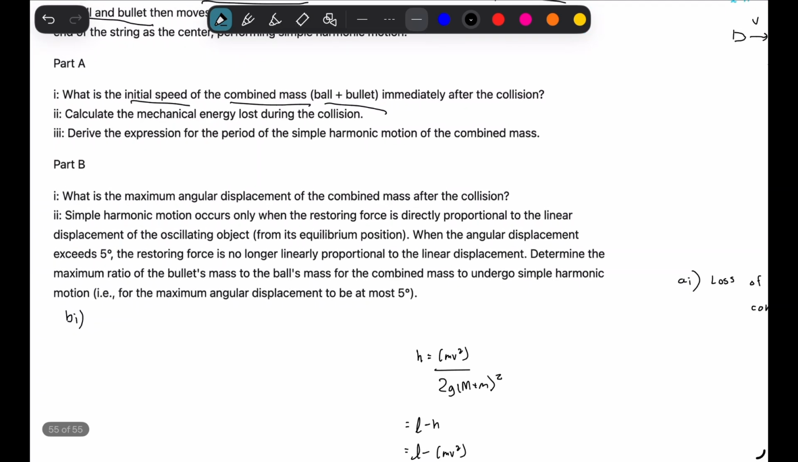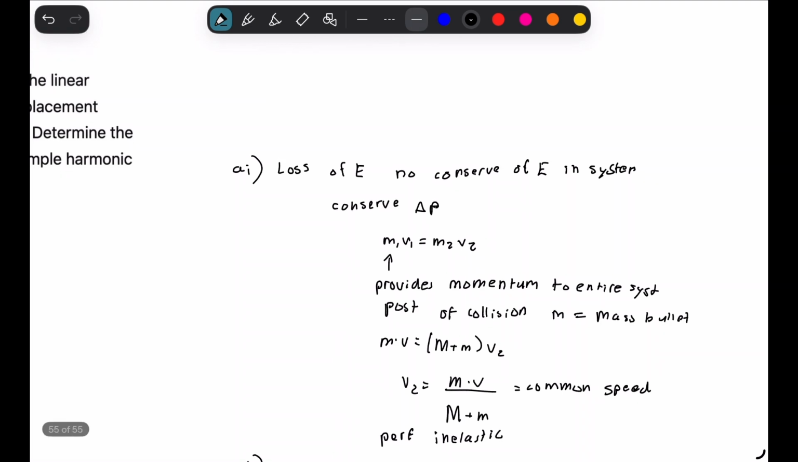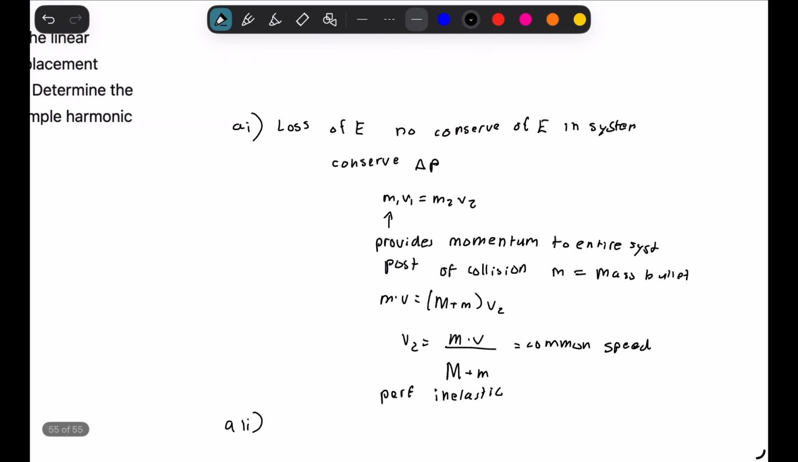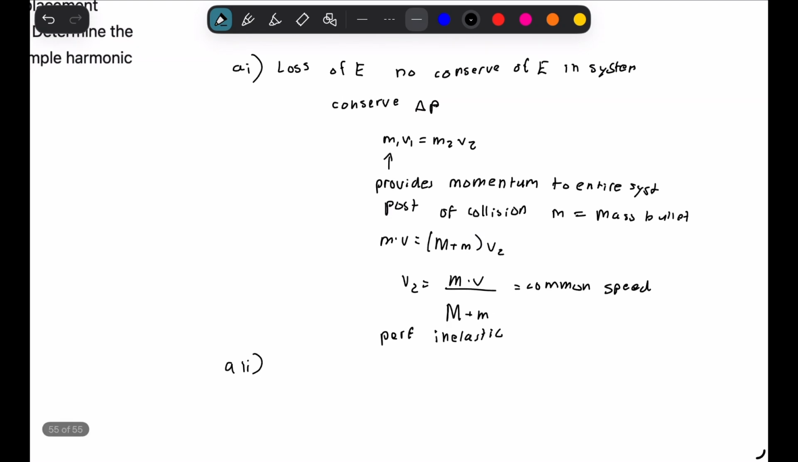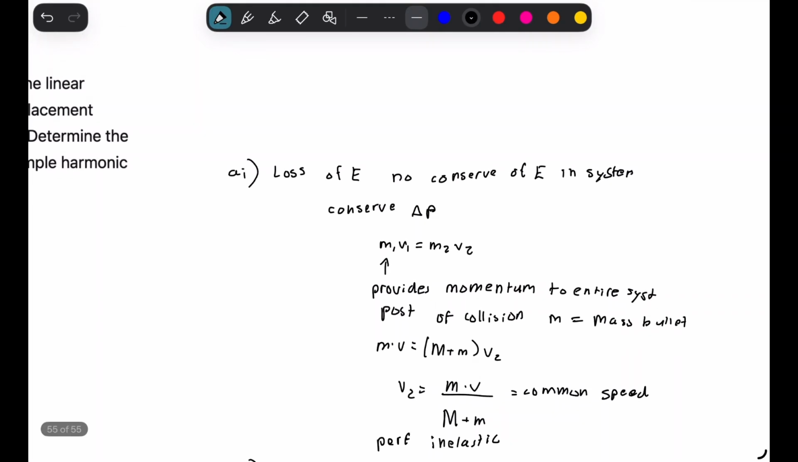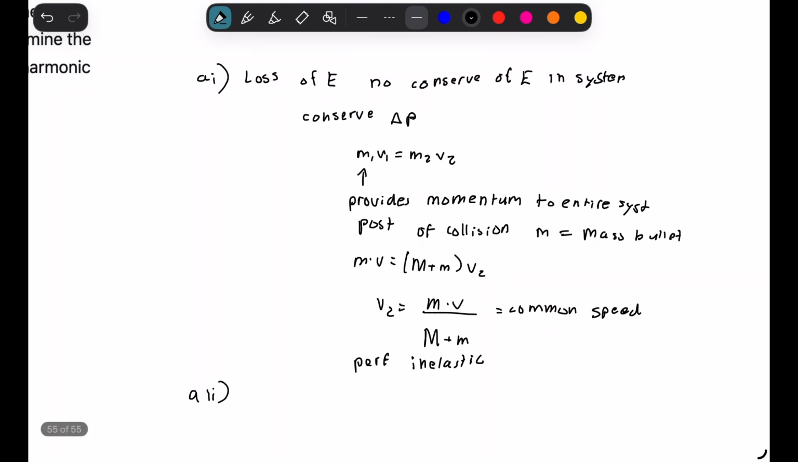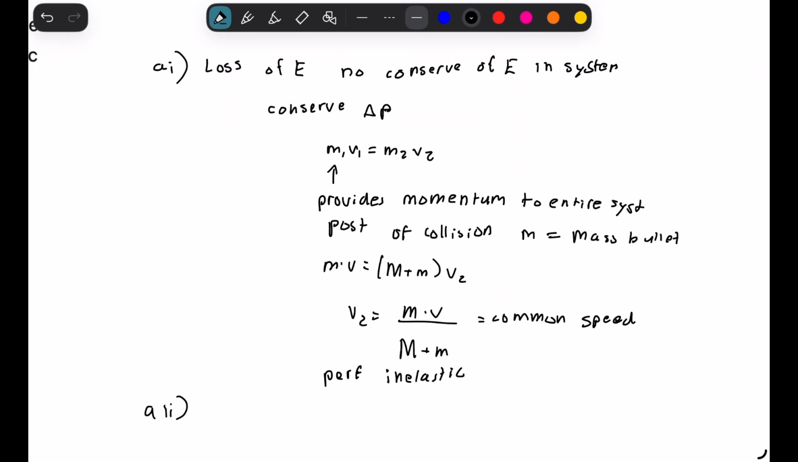So in order to do part A, we have to remember that in this scenario we are going to have a loss of energy, so we cannot use conservation of energy in our system. That's because we have a perfectly inelastic collision. Because our collision time is going to be negligible, the external impulse exerted in the collision is going to be negligible in the tangential direction.